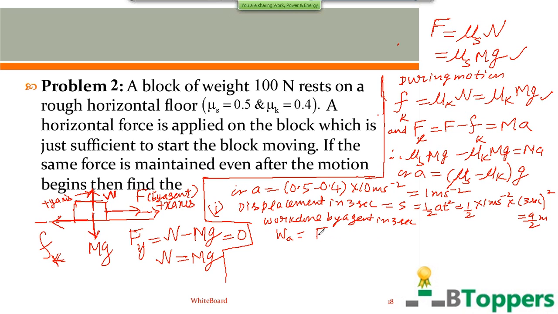is equal to the magnitude of the force applied by the agent into the magnitude of the displacement into cos 0 degrees, because the angle between F bar and S bar is 0 degrees. The force applied by the agent acts in the direction of the motion. Here the force applied by the agent is equal to mu s into mg in magnitude. So here mu s equal to 0.5. The weight mg of the block is given to be 100 newtons. Displacement for 3 seconds is 9 by 2 meters.